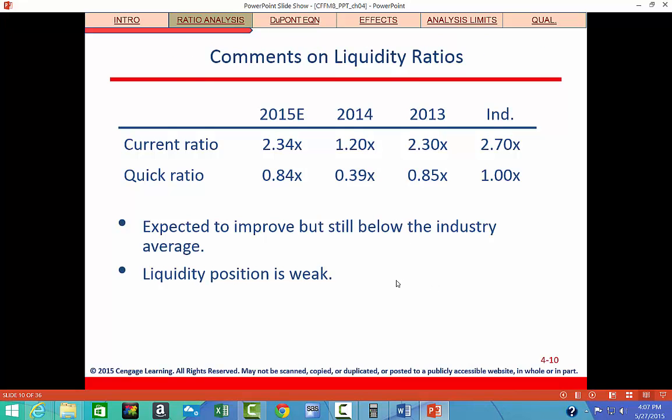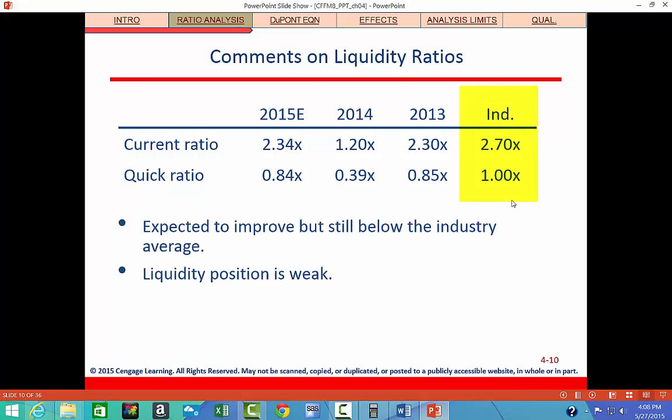And so now I can make that statement. Just looking at the firm relative to itself, in 2013 it was 2.3, in 2014 it was bad at 1.2, and then 2015 is getting it back up to that 2.34 level. And the same thing with the quick ratio. They were at 0.85 and then they went down to 0.39, which was bad in 2014, and then they go back up to an estimate of 0.84. So we can compare for the firm over time.